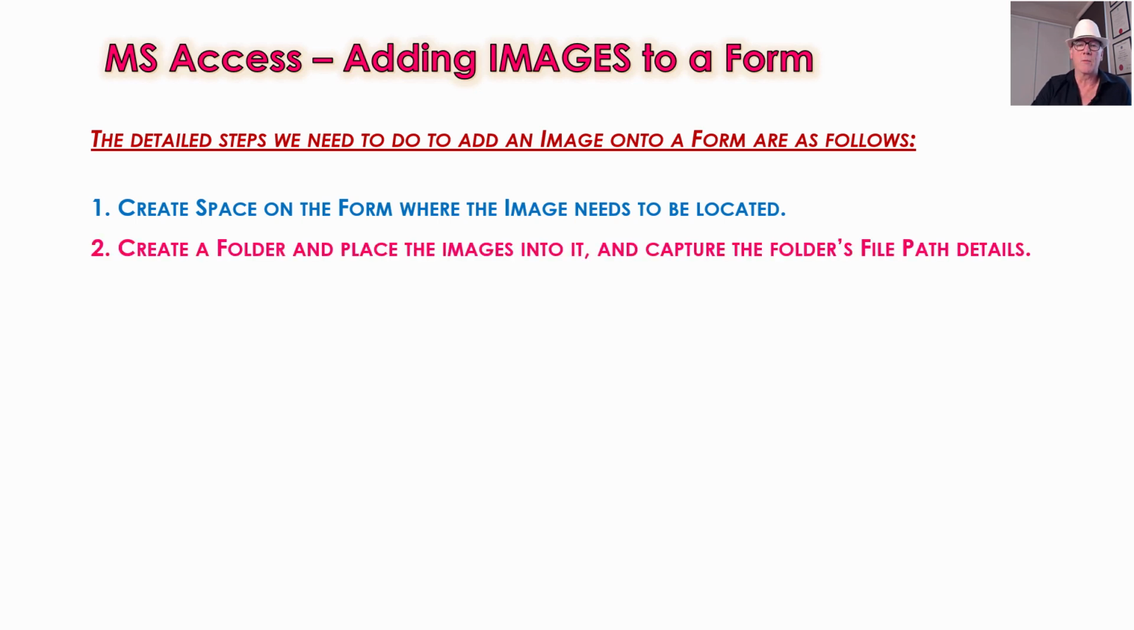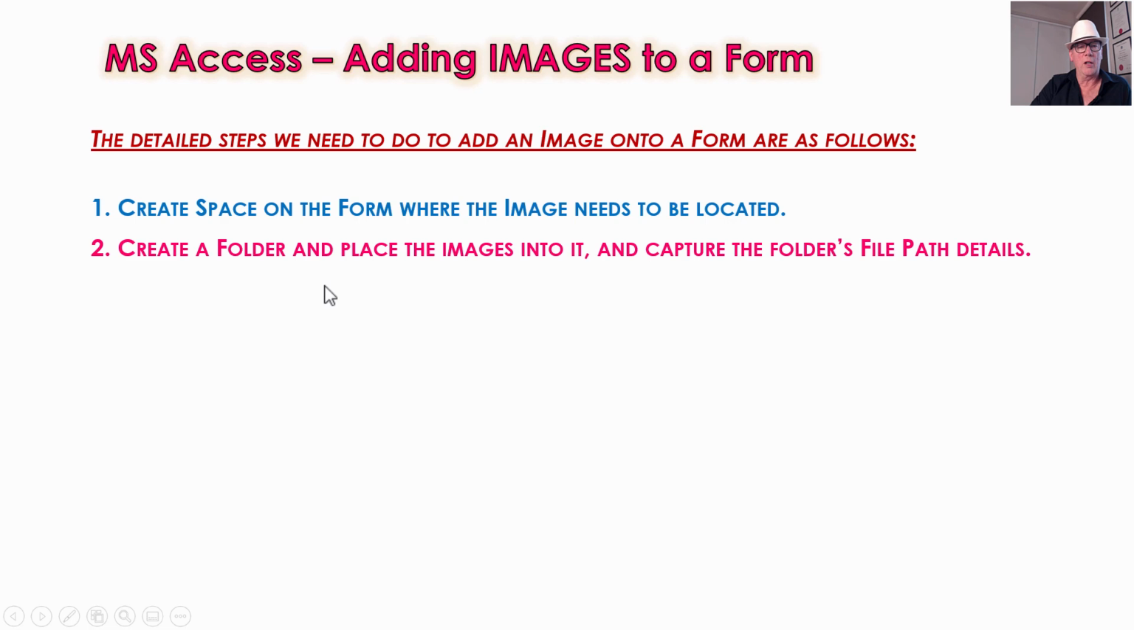You need to create space on the form where the image needs to be located. So on our forms, it's going to be pretty simple. We've already got room on the dogs form, and the members one will just stretch a bit to the right to make some room. But sometimes you might have to shuffle fields around to create the space as well.